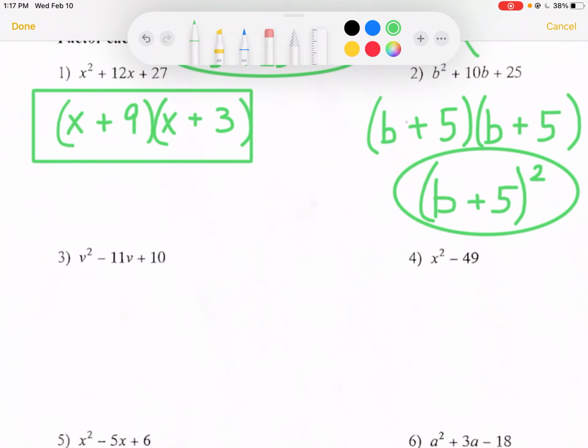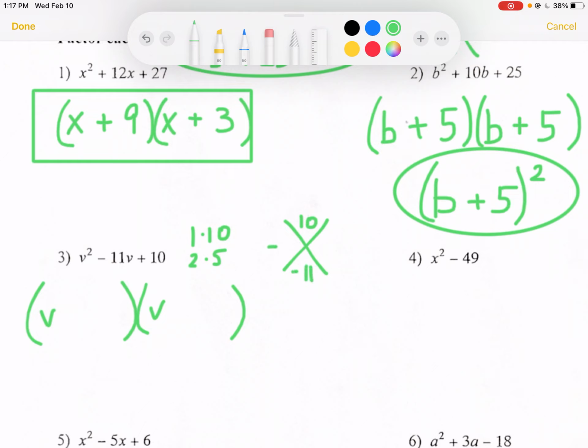Okay, so look at number 3. Number 3 has v squared, so v times v. 10 could be 1 times 10 or 2 times 5, okay? And I need them to multiply to 10, add to negative 11. So what if you went with negative 1 and negative 10? That would work, wouldn't it?